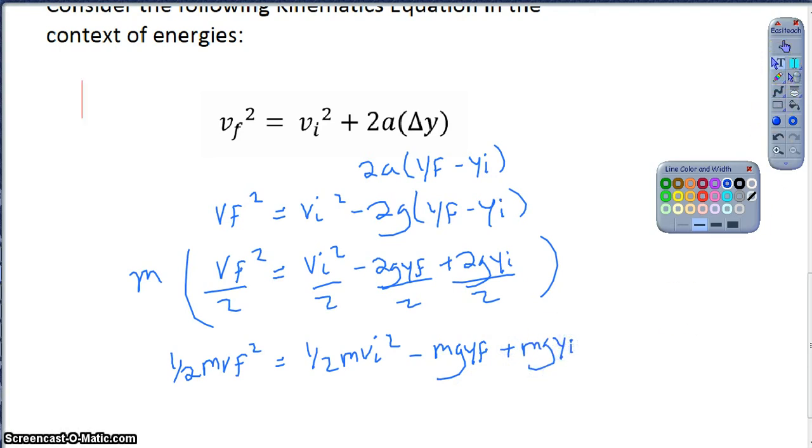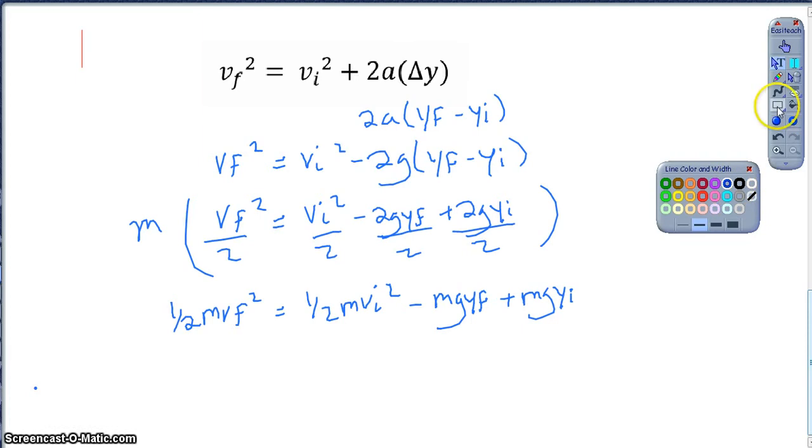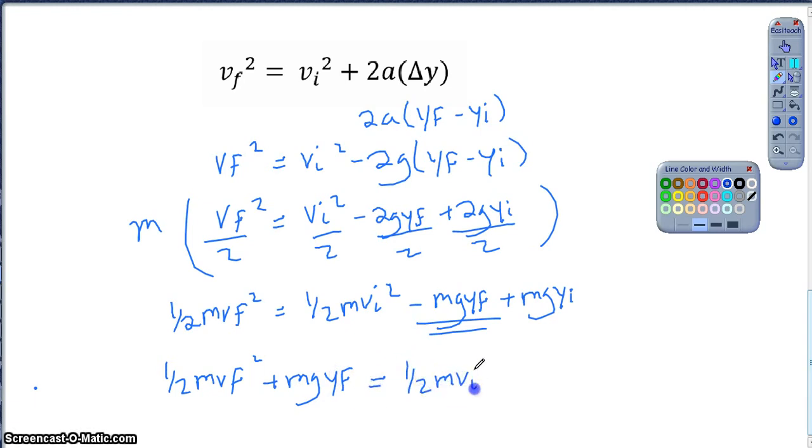And then if I clean this up just a little bit more and move the final over to the other side, so I'm just going to add that quantity over, what I end up getting here is my 1/2 mass times final velocity squared plus mass times gravity times the final position equals 1/2 mass times the initial velocity squared plus mass times gravity times the initial height.